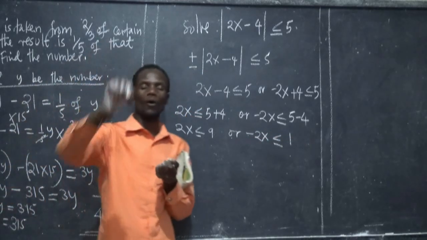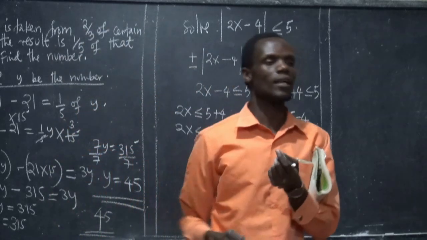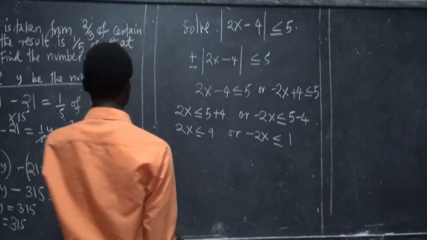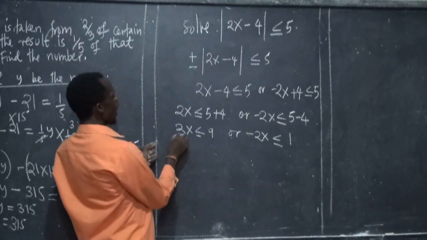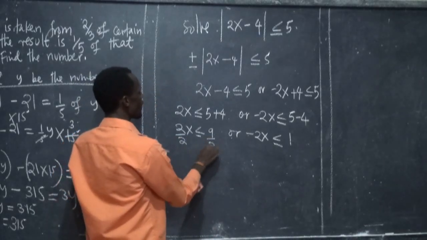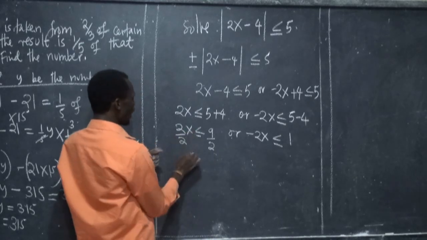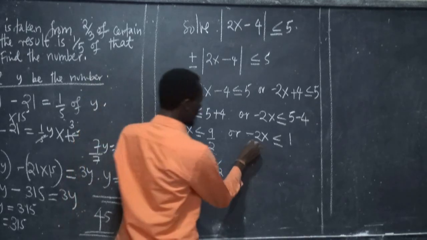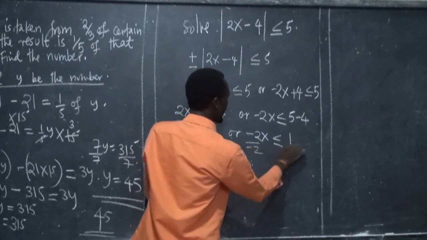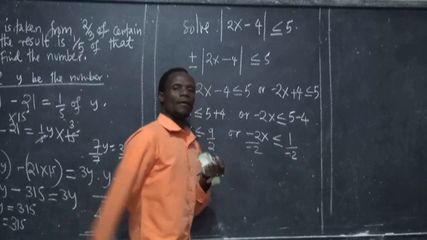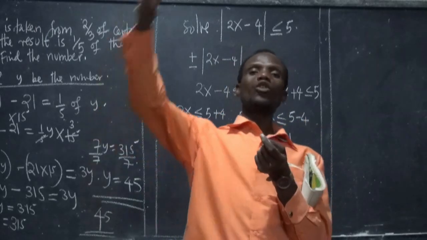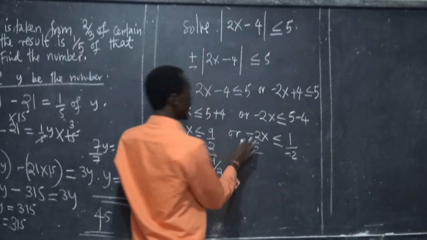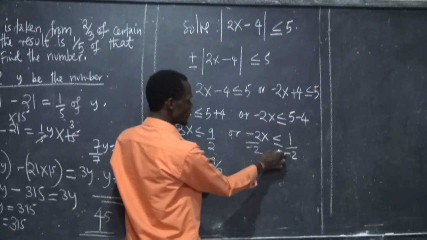As I said before, dealing with inequalities is just like dealing with normal algebra. The only difference is that we look at their size. Now we divide here by 2, we divide here by 2. Then here we have x is less or equal to 9 over 2. Then here we divide by negative 2, and here you divide by negative 2. Remember a point: if you divide by a negative, that sign changes. This is negative 2 divided by negative 2.